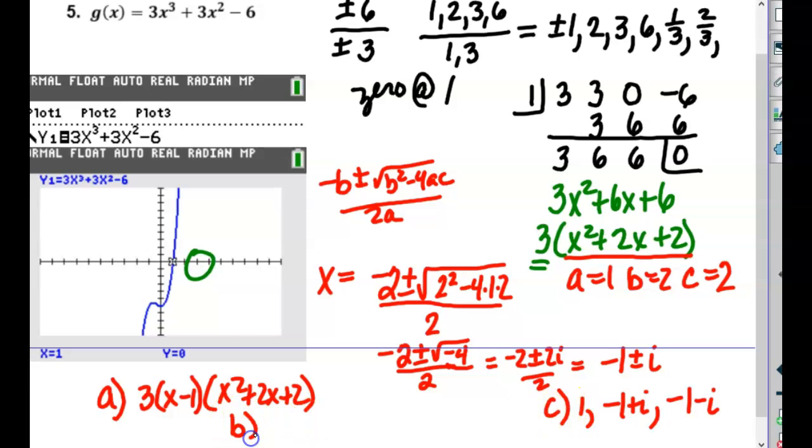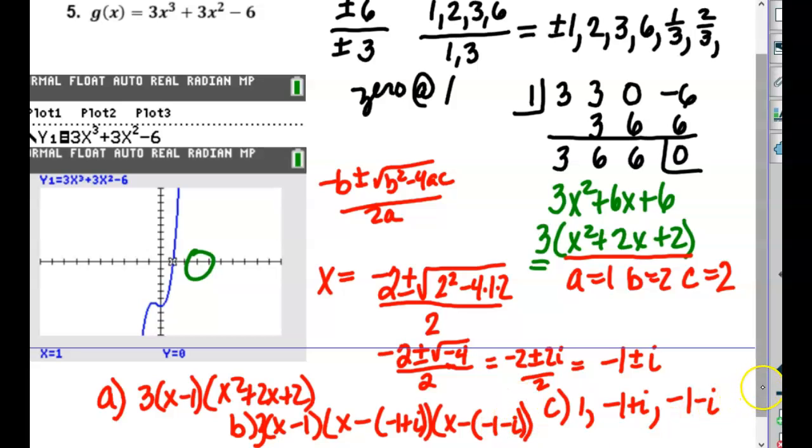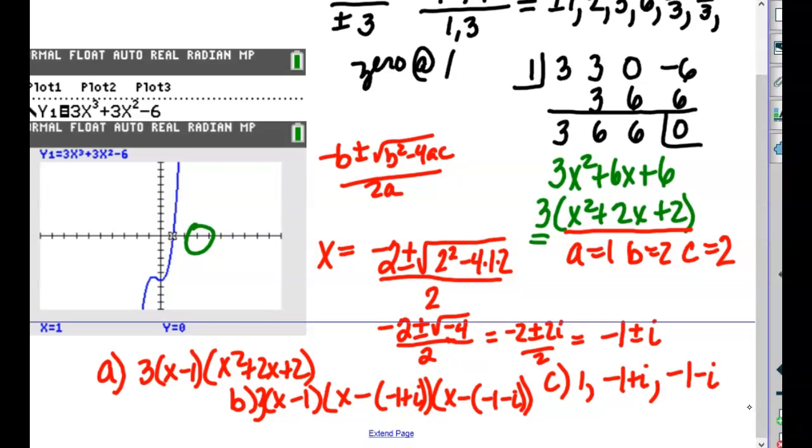All right, and nope, that was part C. Part B, can we just be lazy? Write x, okay, there's a 3 out front. We should put that 3 out front. There's an x minus 1, and then I'm just going to write extra parentheses, x minus negative 1 plus i, and x minus negative 1 minus i. I don't want to deal with getting rid of those extra parentheses and confusing you. All right, the good news is it's not going to be that hard on the quiz. That's the really good news. All right, I promise.